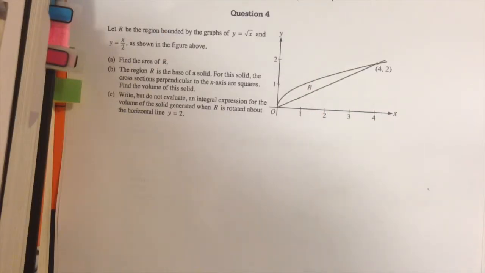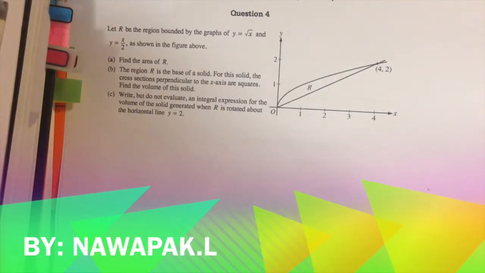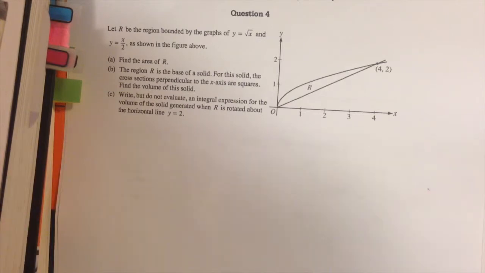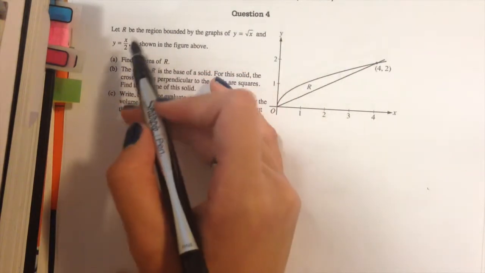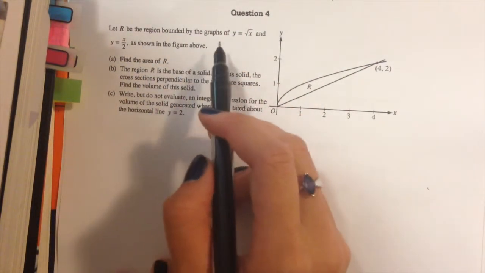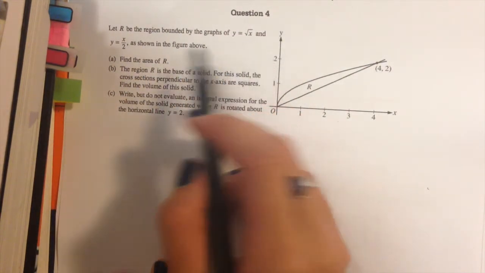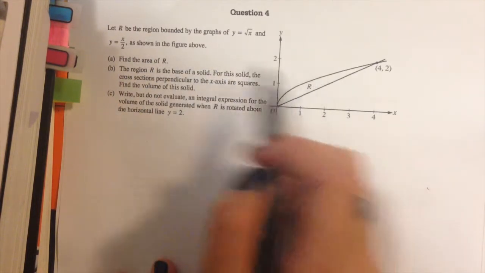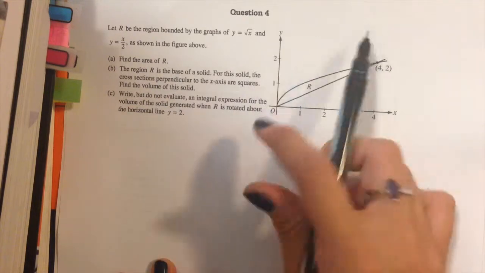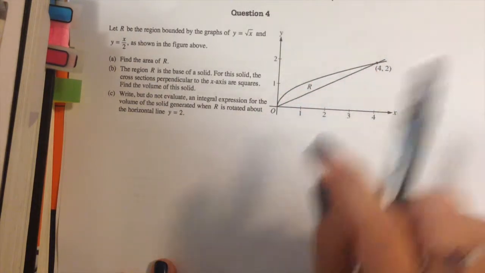So we're going to do the free response question from the 2009 Calc AP test, and this is part B, question 4. The question states, let R be the region bounded by the graph of y equals the square root of x and y equals x divided by 2, as shown in the figure above. Find the area of R. So we want the area right here.